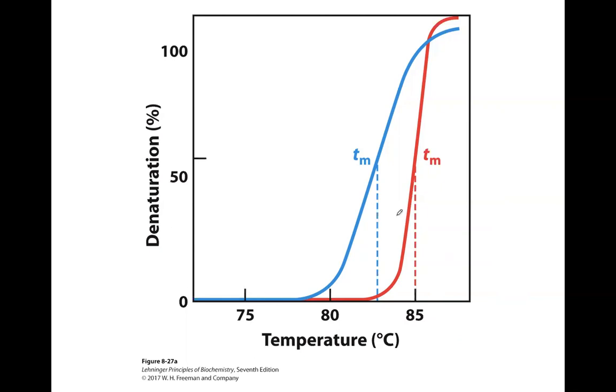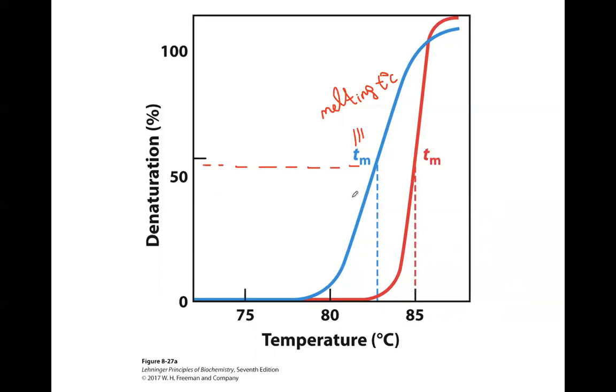So Tm is known as the melting temperature. Melting temperature. And basically it corresponds to the temperature at which you observe 50% of denaturation.